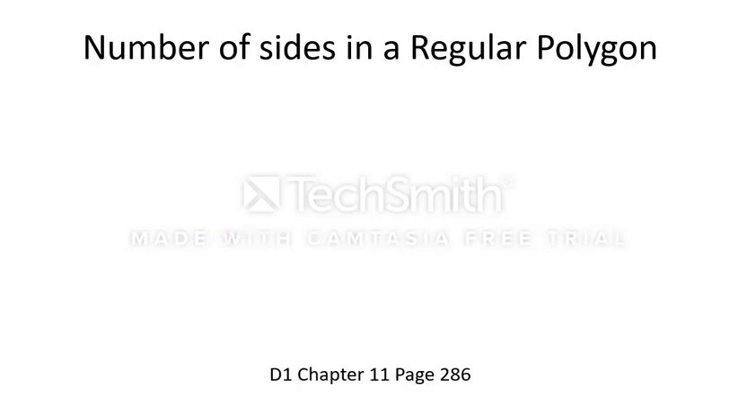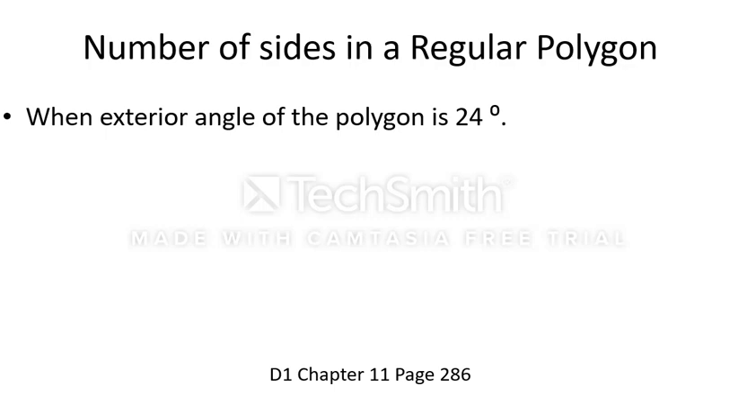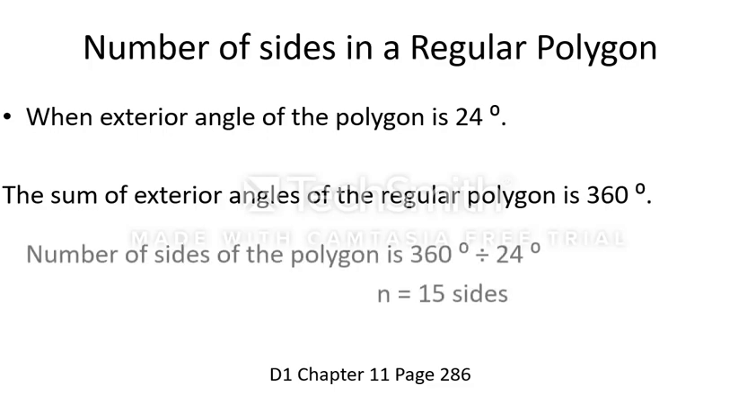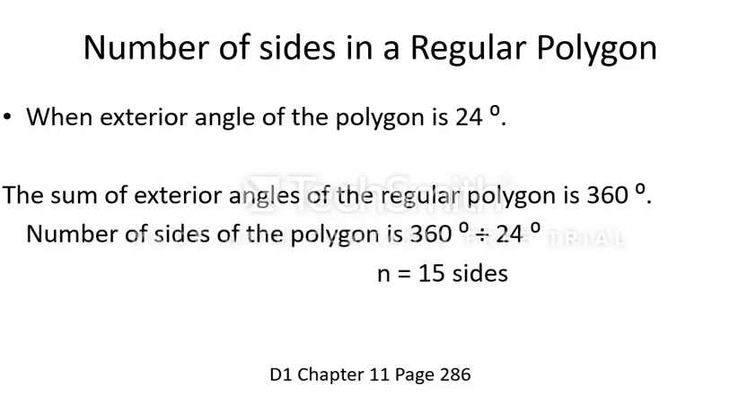Now, how can we calculate the number of sides in a regular polygon when the exterior angle of that polygon is given? For example, if the polygon has an exterior angle of 24 degrees, how can we find the number of sides? We know that the sum of exterior angles of a regular polygon is always 360 degrees. So that answer can be calculated with one simple step: you will divide the sum of exterior angles, that is 360, by one exterior angle. So when we divide 360 degrees by 24, we got the number of sides, and it was a 15-gon.